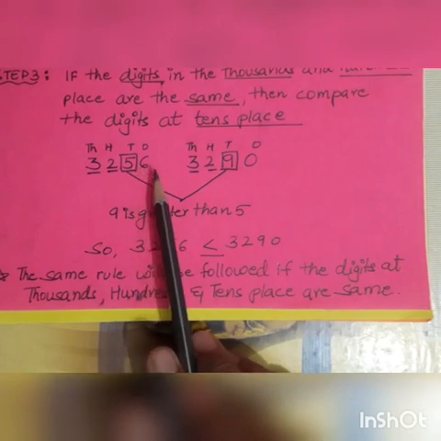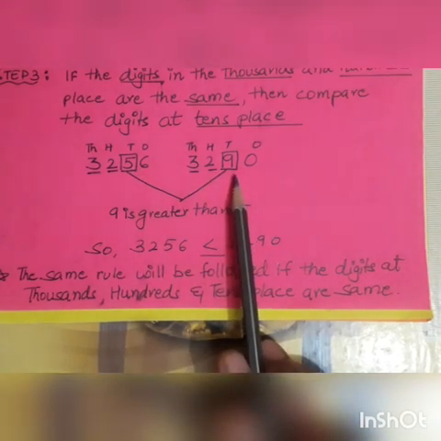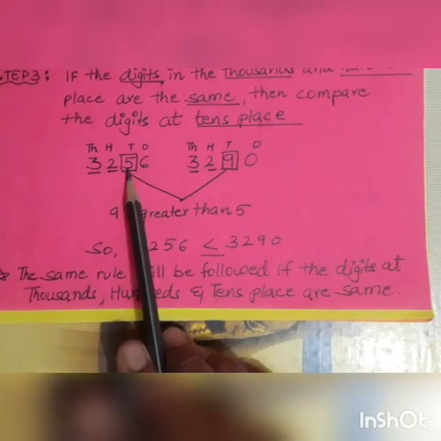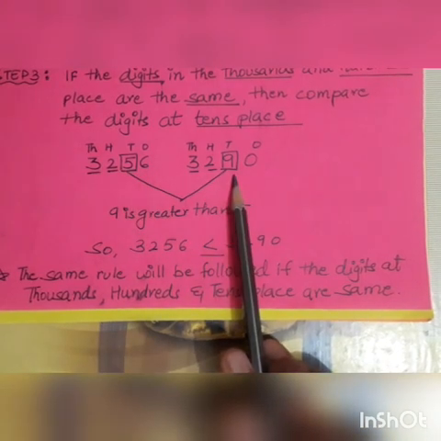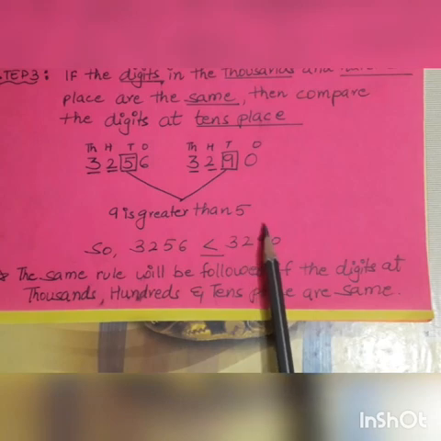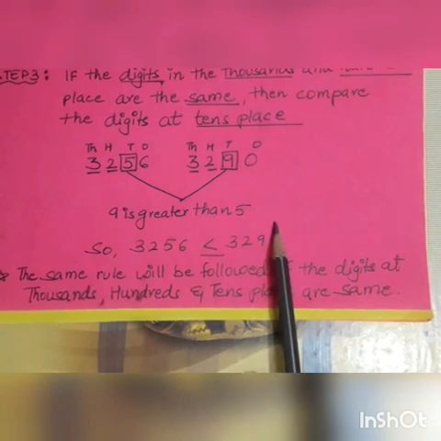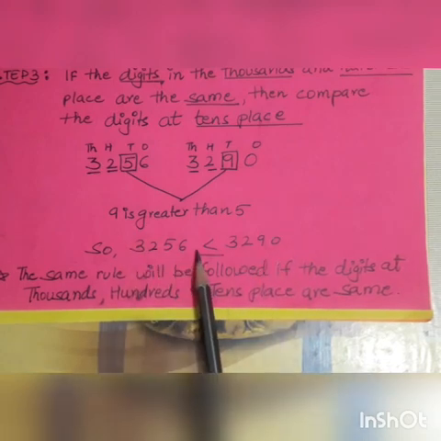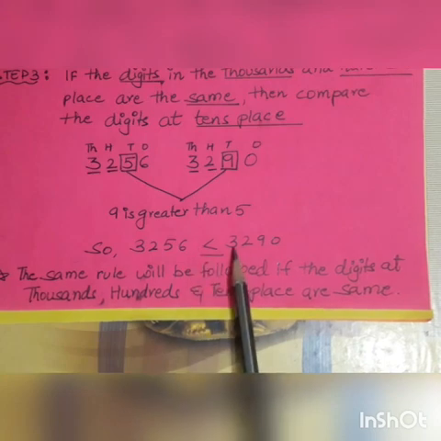Let us compare the digits at the tens place in both the numbers. In 3256, the digit at tens place is 5, whereas in the number 3290, the digit at tens place is 9. We know that 9 is greater than 5. Hence, we can say that 3290 is greater than 3256. Remember children, the crocodile mouth will remain open towards the number that is greater.